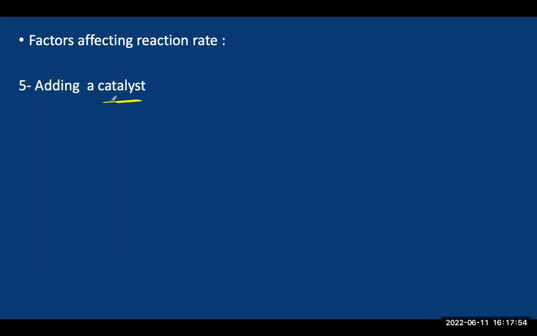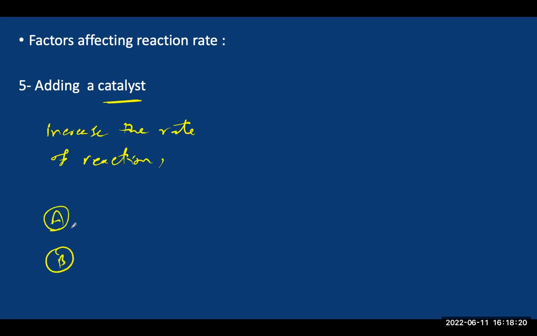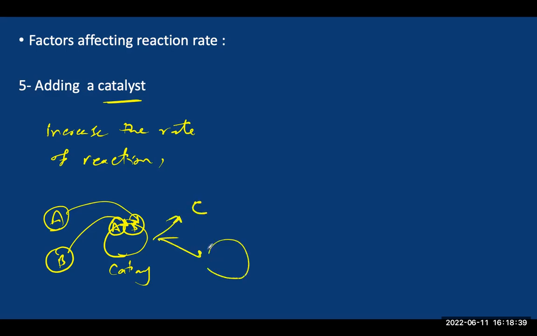Okay, adding catalyst. First, what is a catalyst? A catalyst is a substance that increases the rate of the reaction without being consumed. It means the catalyst will never be consumed. So what does the catalyst do in the reaction? If you have two reactants, A and B, and these two reactants want to react but it's very difficult for them, they need help. This help is our reagent here, which is the catalyst. The catalyst will help them come together in contact and form the product. After they form the product, which is C, the catalyst will be free again.